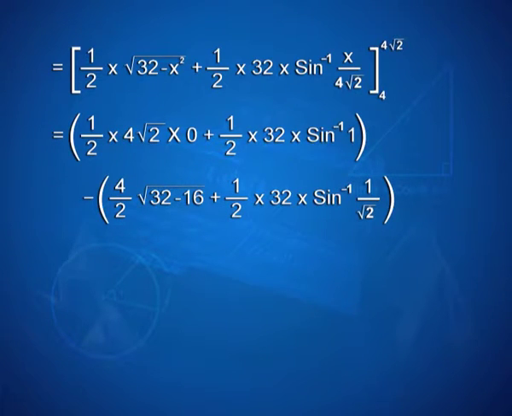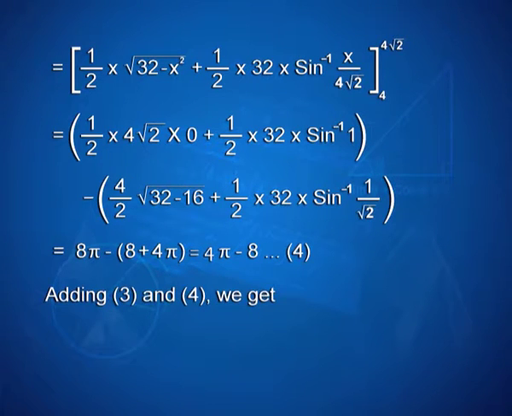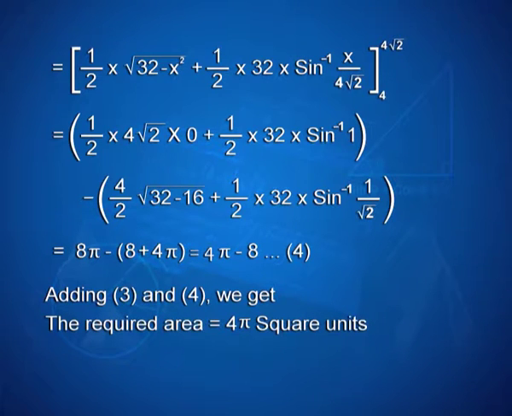That is equal to half of 4 root 2 into 0 plus half of 32 into sine inverse 1, minus 4 upon 2 into square root of 32 minus 16, plus 1/2 into 32 into sine inverse 1 upon root 2. On simplification, we have 8 pi minus 8 plus 4 pi, that is equal to 4 pi minus 8. This is the fourth equation. Now, adding equations 3 and 4, we get the required area as 4 pi square units.